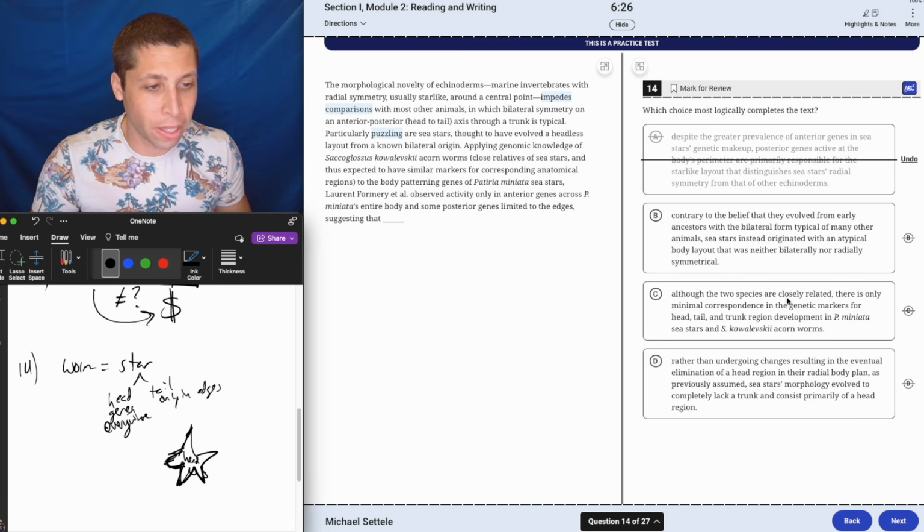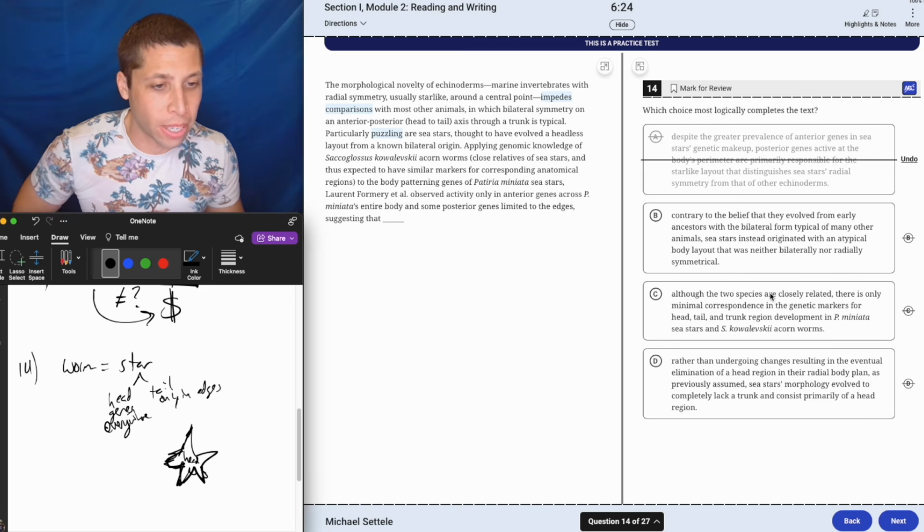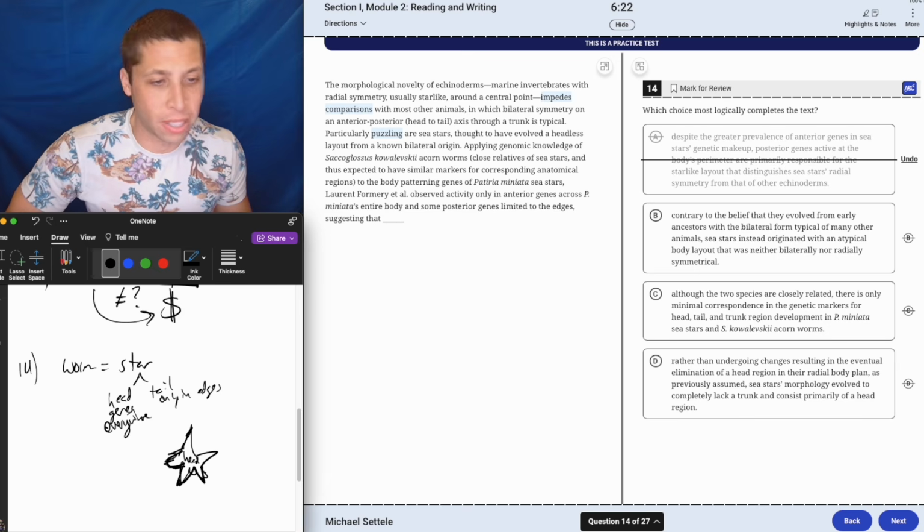Although the two species are closely related, there's only minimal correspondence in genetic markers for head, tail, and trunk development. No, because they're trying to say they're the same. So no.